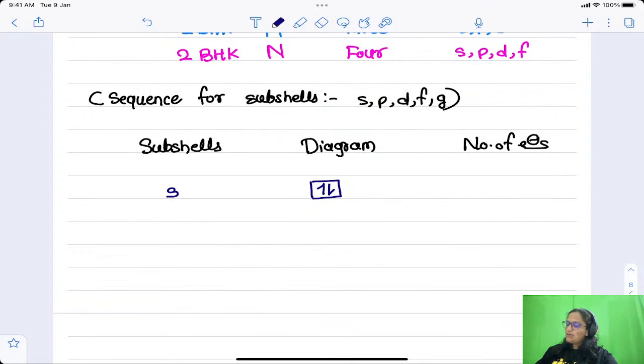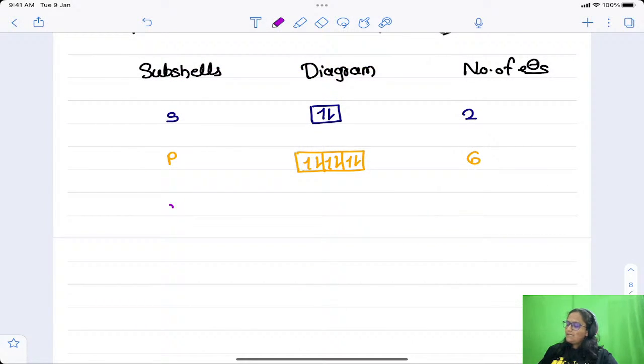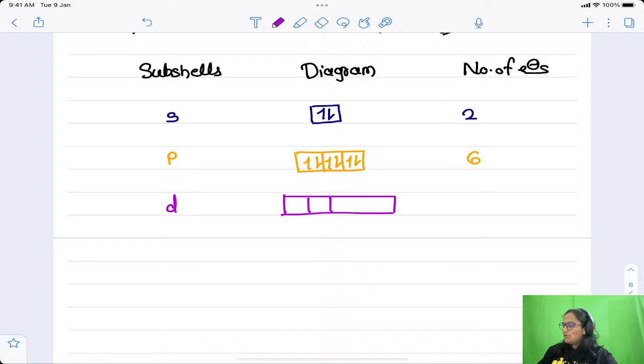So what is the capacity of the S subshell? 2. The next I will draw is for P. For P, how many boxes are you going to draw? 1, 2 and 3. So how many electrons will be there? 6 electrons, right? Now why the numbers are fixed, I am going to explain in another class. Then D. For D you are going to draw a total of 5 boxes. 5 boxes means double, that is 10 electrons, because in every box 2 electrons can stay.